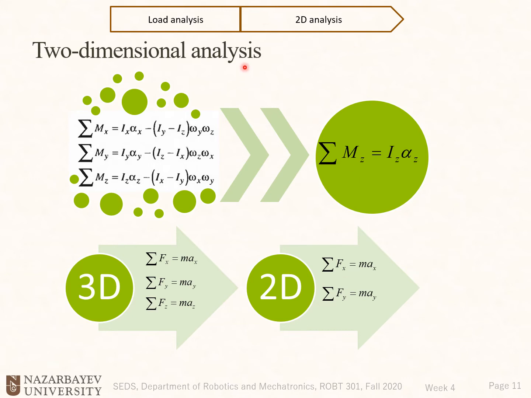Okay, for two-dimensional analysis of dynamic loads, when we have dynamic equations but in two dimensions, again what we could do is simplify our equations. We already had these equations for the moment for the three-dimensional cases, so these are the general equations. Since it is two-dimensional, we don't have alpha y, alpha x, omega y, or omega x, and you see that we will end up with only one equation: sigma Mz is equal to Iz multiplied by alpha z. Again, this equation is based on the principal axis of the coordinate system, and the center of that coordinate system is located at the center of gravity.